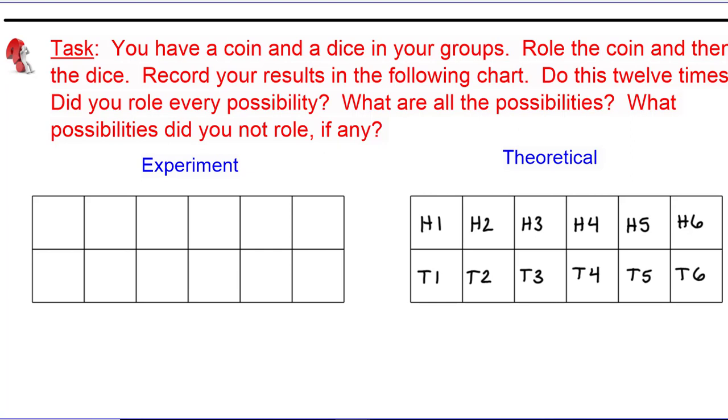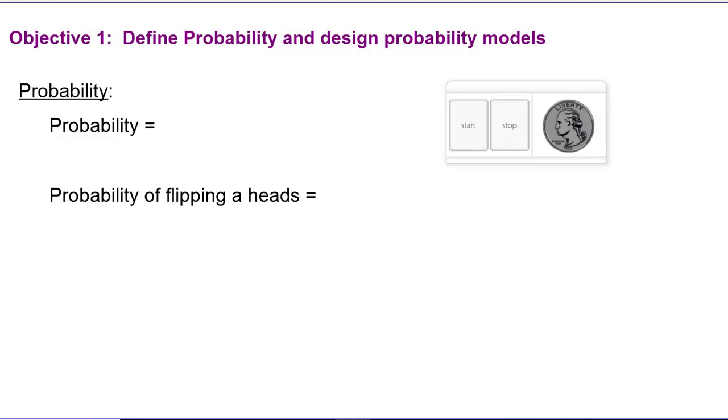Okay, so let's look at something else. What is probability? Probability is how you find what I want divided by my total possibilities.